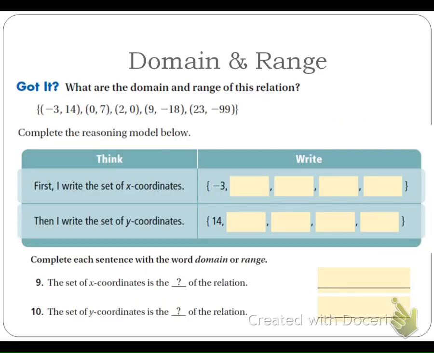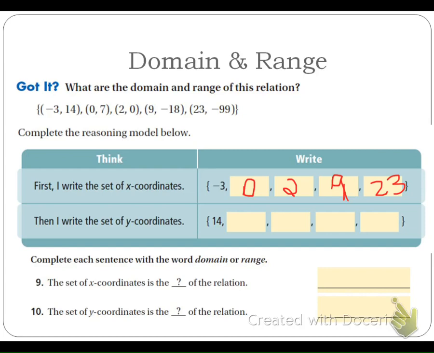Let's check that you understand the domain and range in a relationship. Here we have a set of ordered pairs. Let's complete this model represented below. It says first write all the set of your X coordinates. Your X coordinates are your domain. So -3, then look at the next ordered pair, 0. Our next ordered pair, the X value is 2. Our next ordered pair, 9. And then 23. Pretty easy.